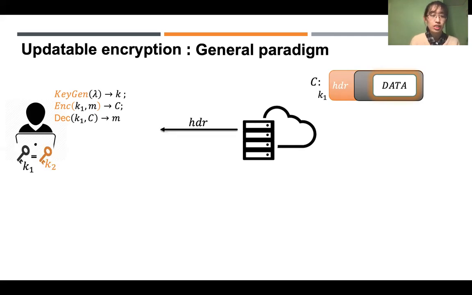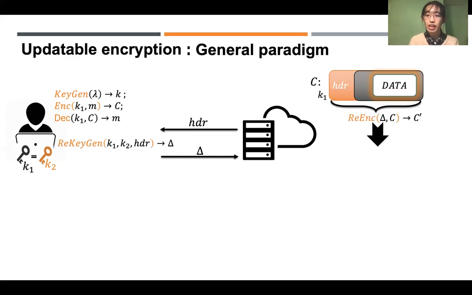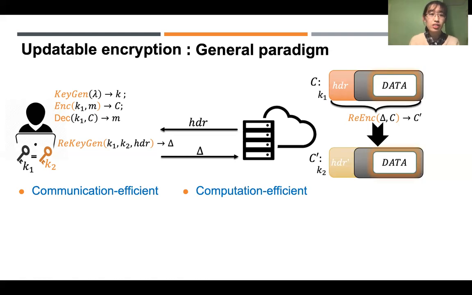The update procedure contains two methods. The client retrieves the header and runs the key generation method to produce a token and sends it to the server. The server uses the token to update the ciphertext body. Usually, UE has two basic requirements for the update procedure. During the update, both the communication cost and the computation cost on the client side should not be related to the data size.